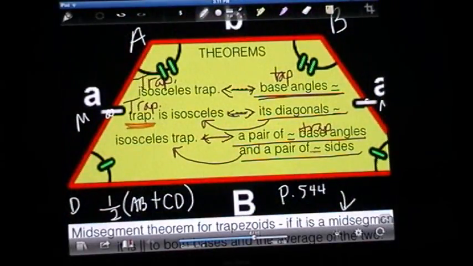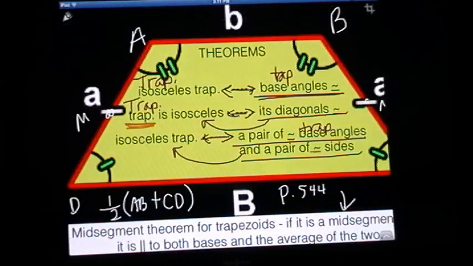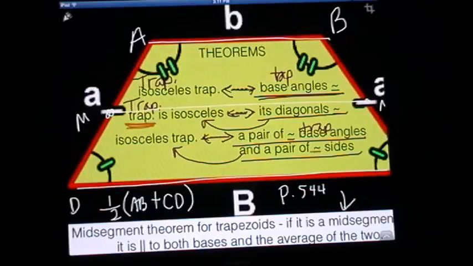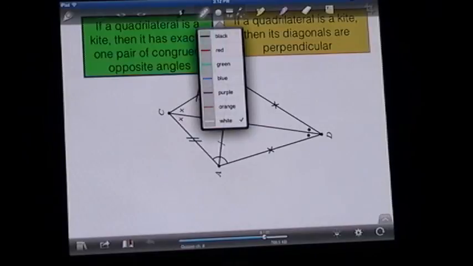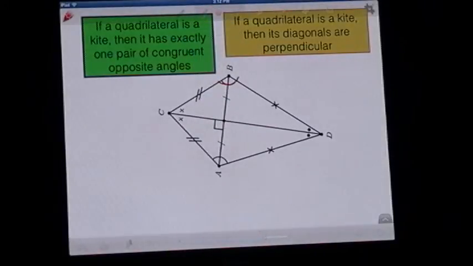Now it says the mid-segment theorem for trapezoids is, if it's a mid-segment, it's parallel to both bases, so MN is parallel to both bases, and it's half of their sum, which is what an average is. Okay, now we're going to go on to kites. If a quadrilateral is a kite, then it has exactly one pair of congruent opposite angles.